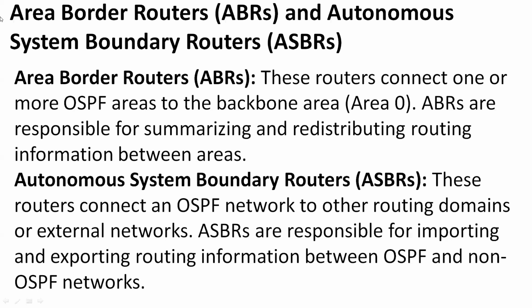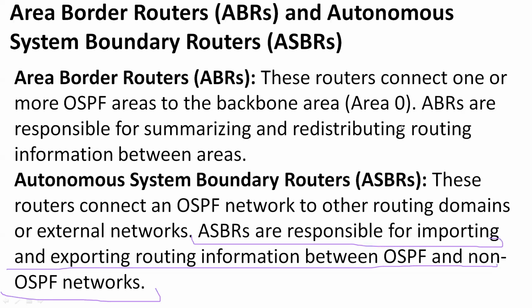Okay. Well, there are some types of routers in OSPF areas. These are area border routers. These routers are connected to more than one area. The area border routers are the routers that are common to two or more areas. So these routers are connected to backbone area 0. That means a common router between a non-backbone area and the backbone area is also called the area border router. The ABRs are responsible for summarizing or redistributing the routing information between areas. So this is the common router that will have the information of both areas. The ASBRs are responsible for importing and exporting the routing information between the OSPF and non-OSPF networks.